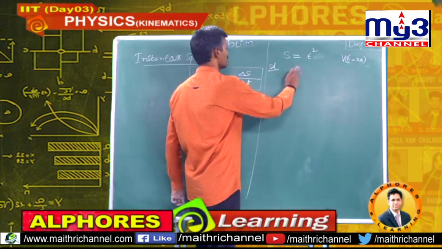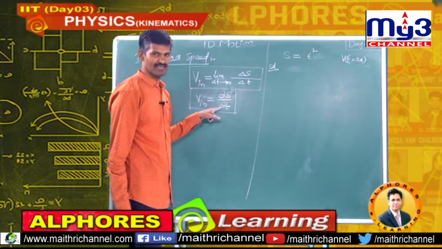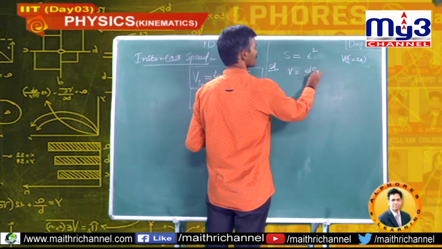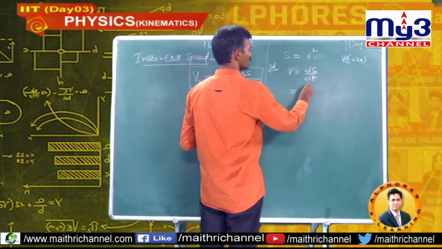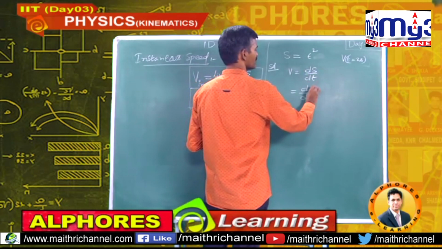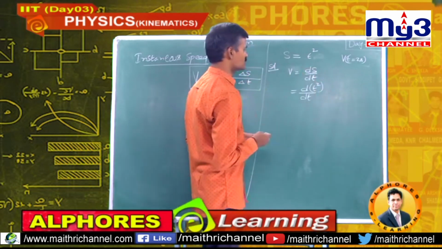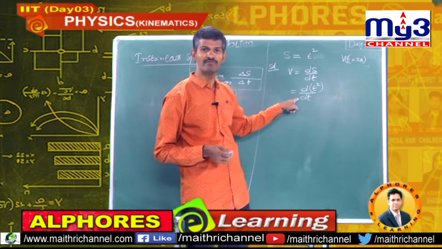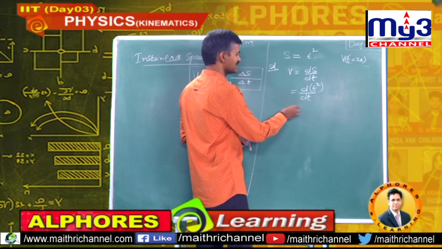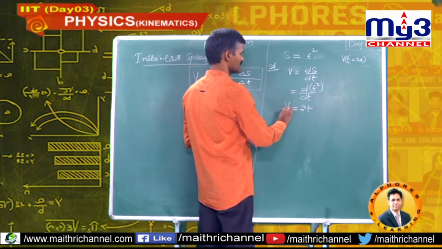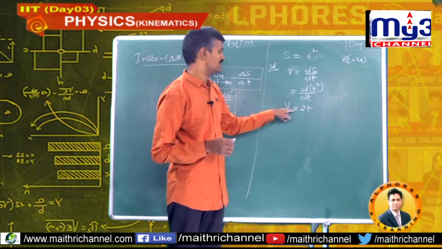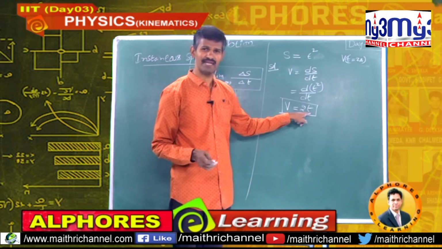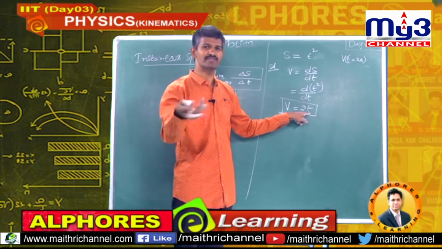To calculate that, first we have to calculate the derivative of this distance. So V instantaneous is ds by dt, which is d by dt of t square. Students, in differentiation, the derivative of t square is 2t. So V instantaneous is 2t. So this instantaneous speed changes with time. As time changes, instantaneous speed changes.